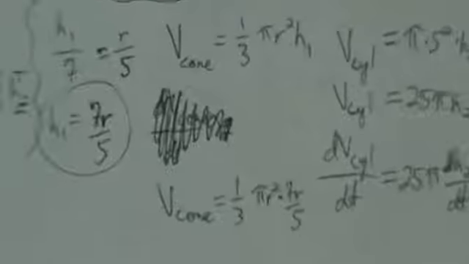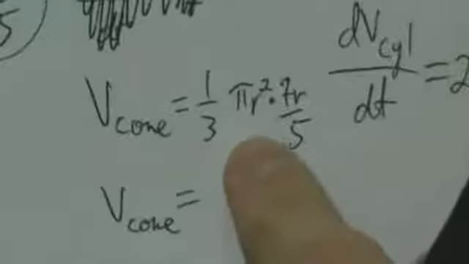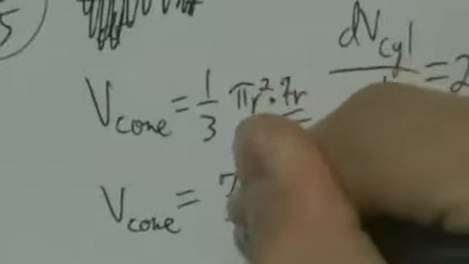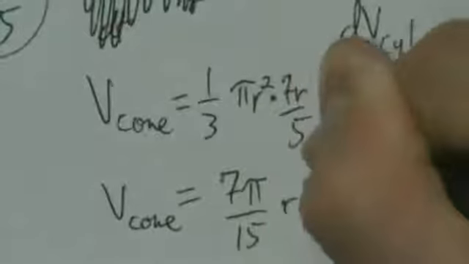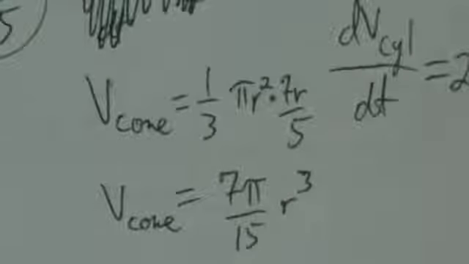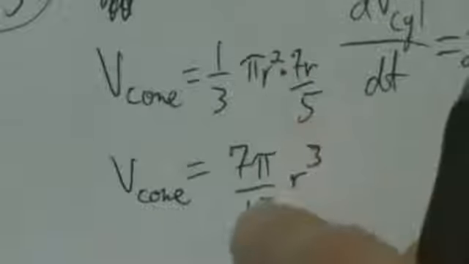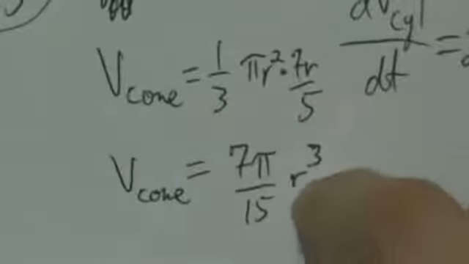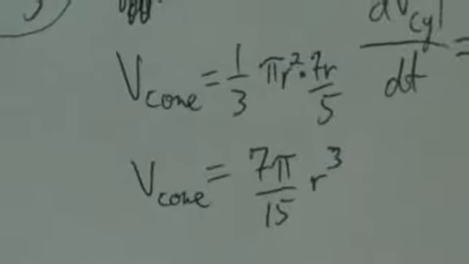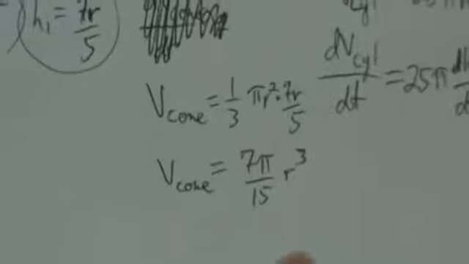All right, so let's zoom in a bit here. So now let's just simplify that a bit. So V cone equals 1/3 pi r squared times 7r over 5. That's going to be 7 pi over 15 times r cubed, right? So on the top we have 1 times pi times 7, so 7 pi, and then on the bottom 3 times 5, so 15, and then r squared times r gives us r cubed. All right, so that's great. That's the volume of the cone expressed entirely in terms of r.